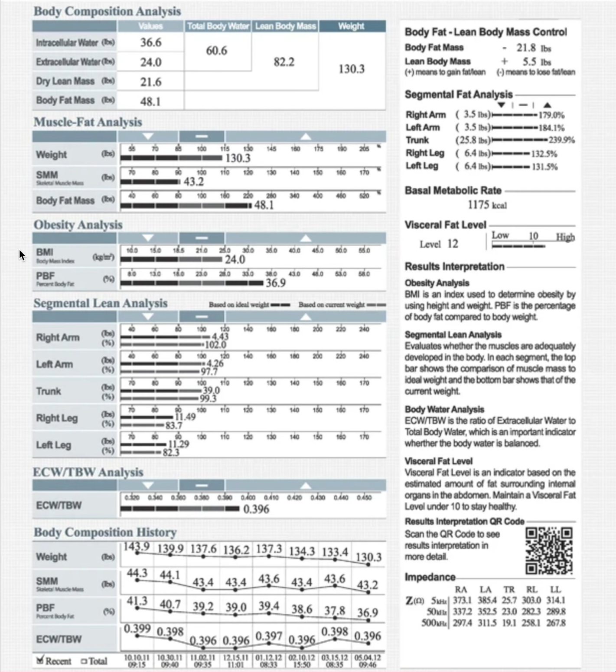Moving on to the segmental fat analysis. This is an assessment of lean mass distribution within the 5 segments of your body: your right arm, left arm, trunk, right leg, and left leg. This helps us to closely monitor changes and make adjustments in your workout regimen if necessary.